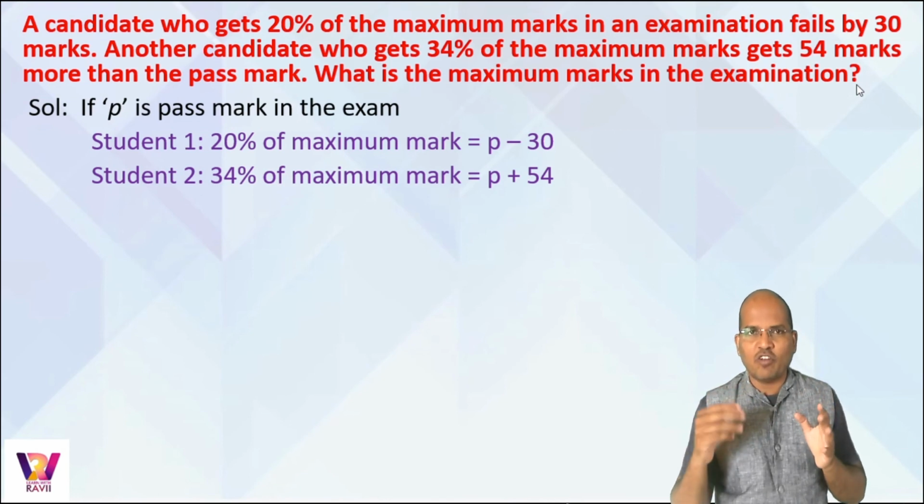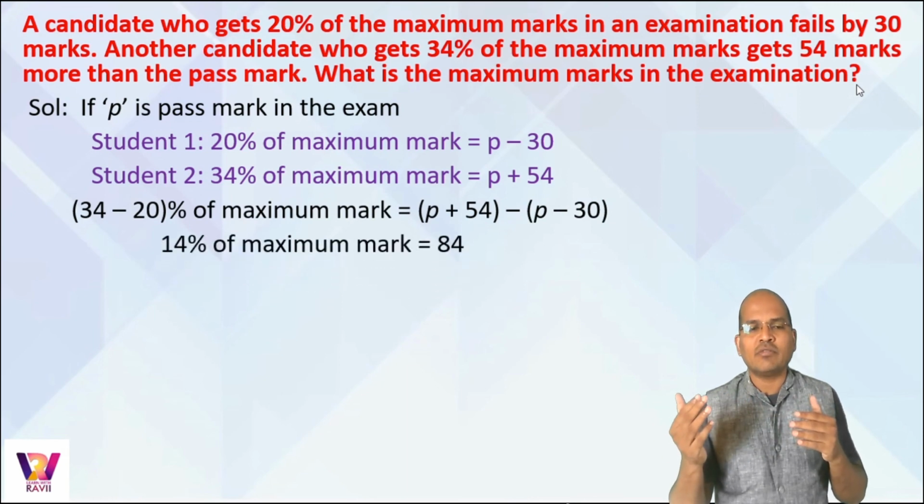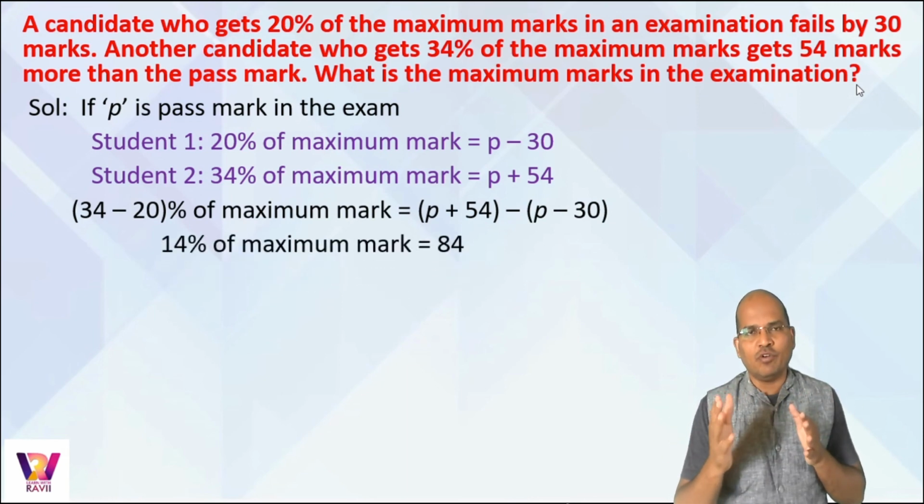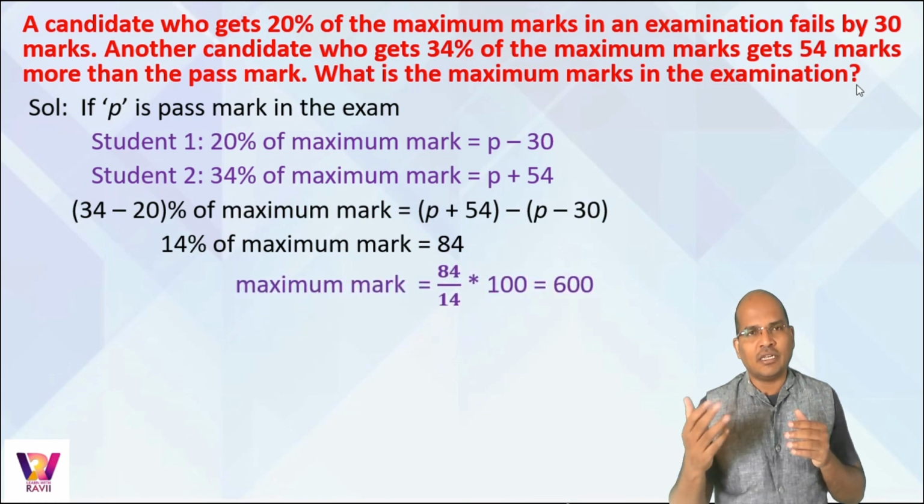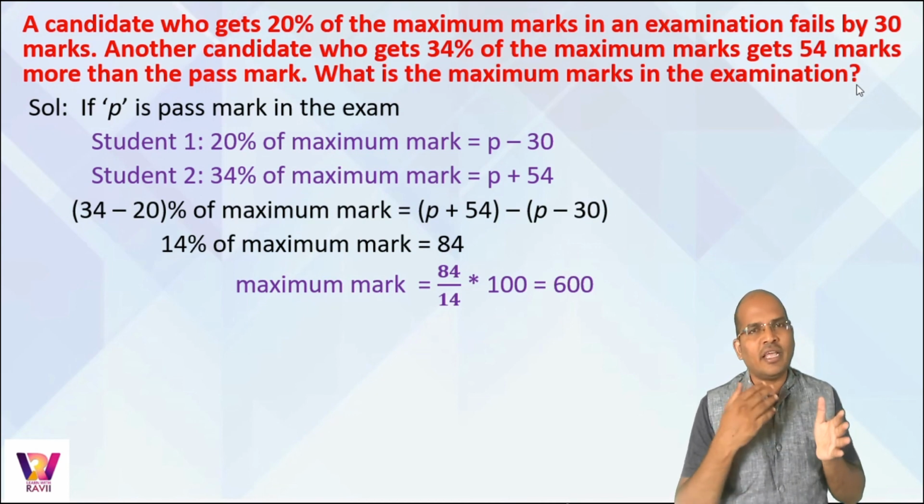The regular way of solving it. Now we correlate the problems. We handle them by subtracting them, and you get 14% of marks is 84. The maximum marks would be 600. This is the general conventional approach of solving it. Yes, but as we have learned a formula, plug in these values in the formula, get the answer directly.